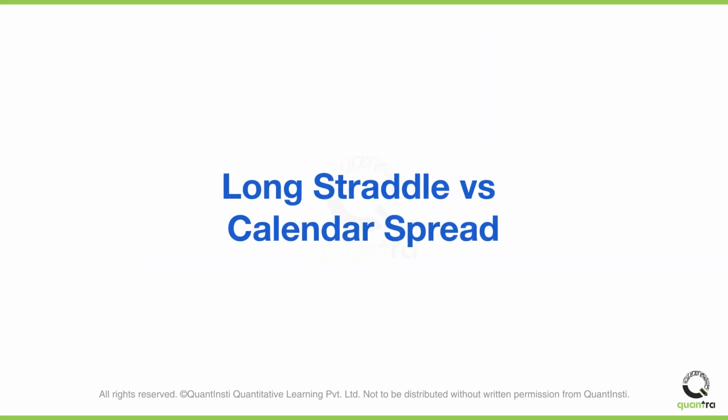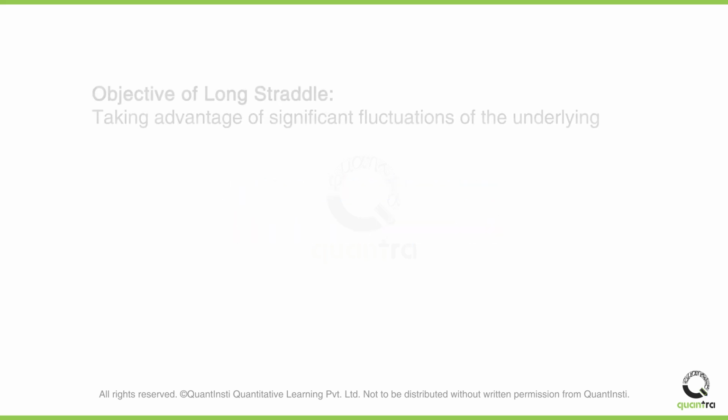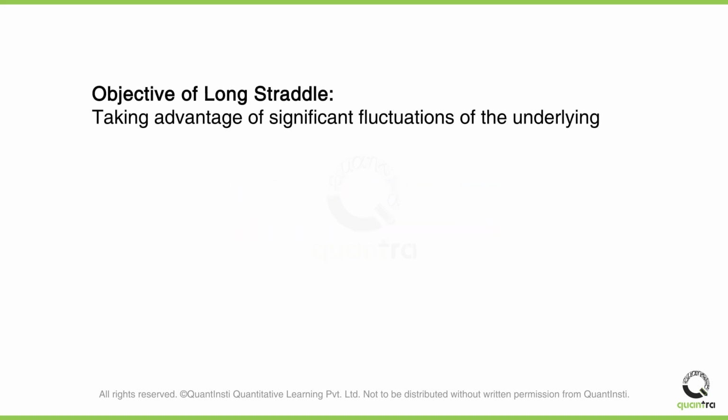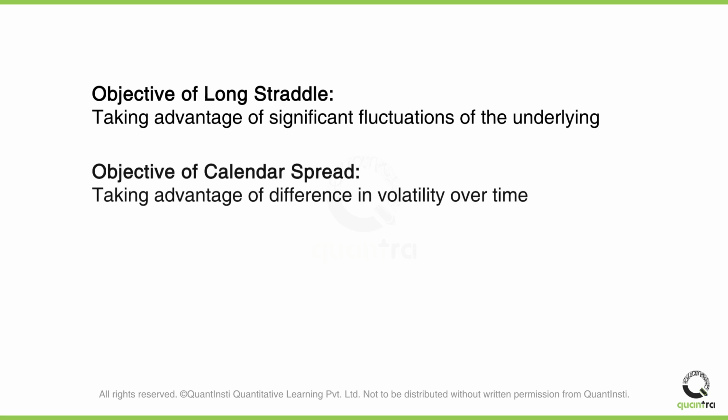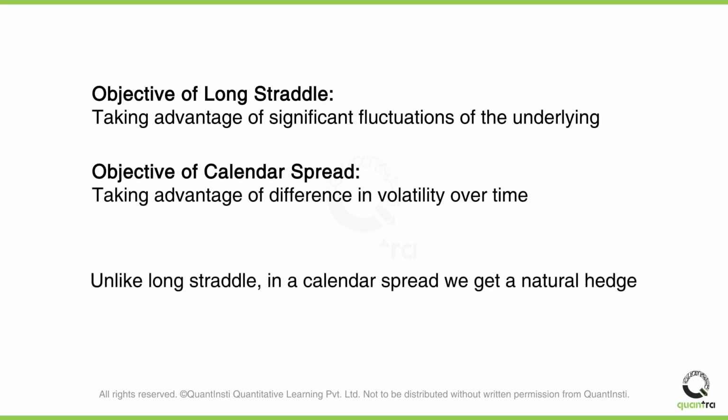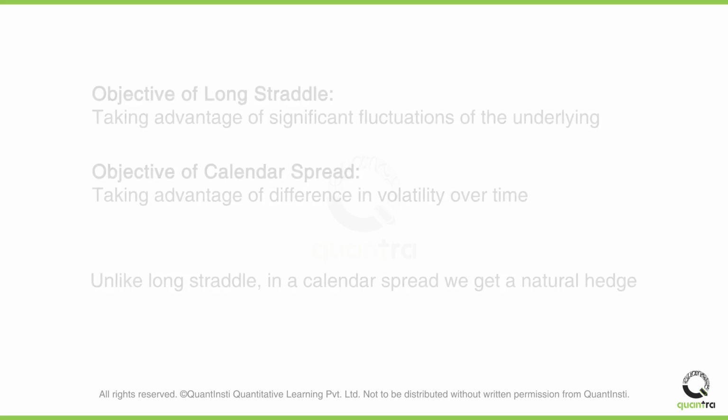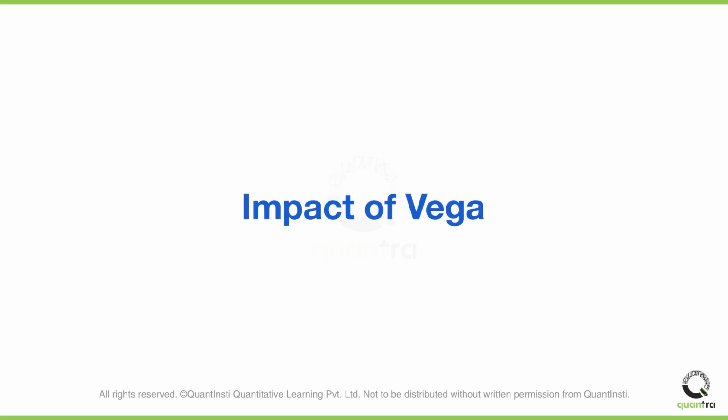Let us see the difference in the objective between a long straddle and a long calendar spread. In a long straddle, we want to take advantage of the fluctuation of the underlying price, basically caused by volatility. And in a long calendar spread, we want to take advantage of the difference in volatility over time. Additionally, a long calendar spread offers a natural hedge, unlike a long straddle, because we are both buying and selling options.